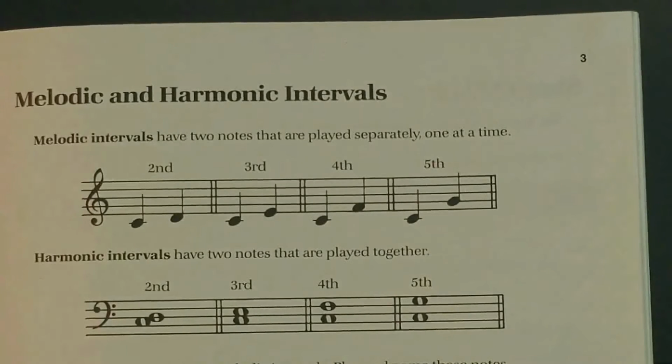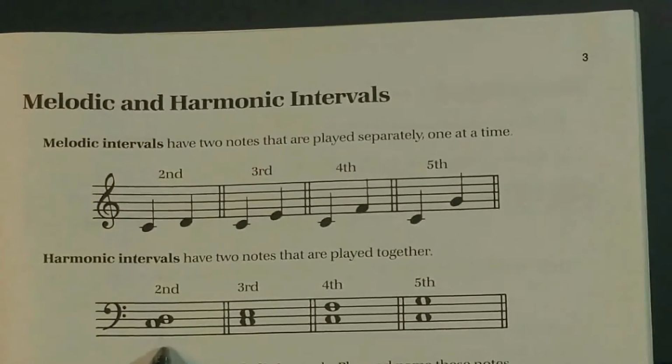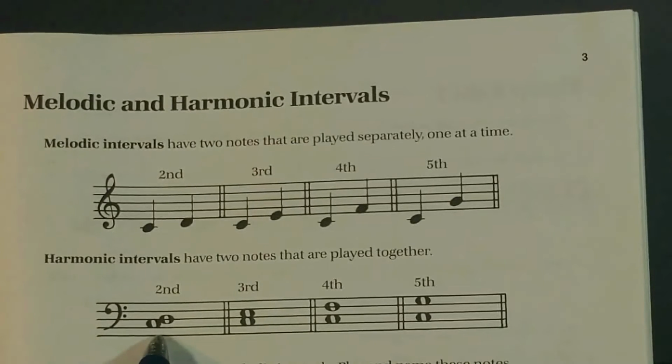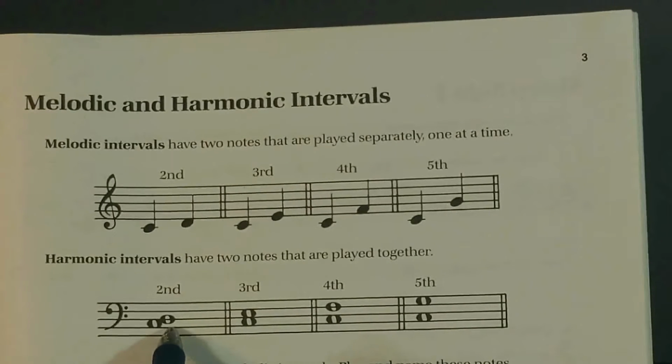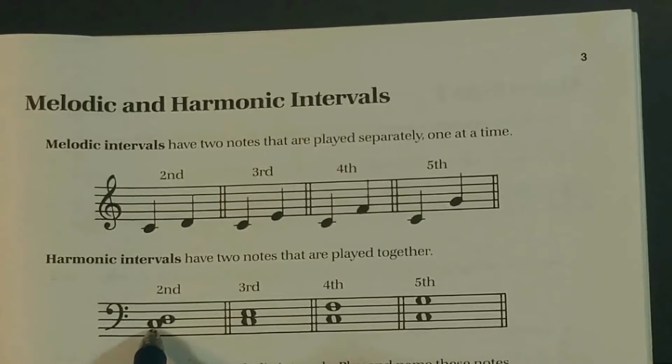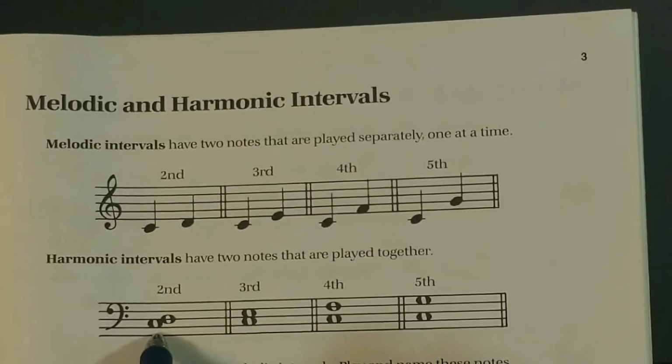The next line shows harmonic intervals, which are two notes that are played together. We're down in the bass staff. Here is a harmonic second, and this is C and D in the bass staff, and these notes have to be written one after the other instead of one on top of the other because they're right next to each other on the staff. So when they're played together, they have to be written next to each other as close as you can get them without them overlapping.